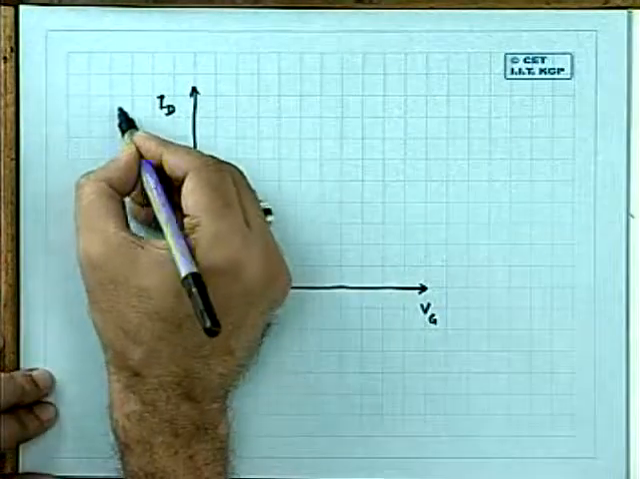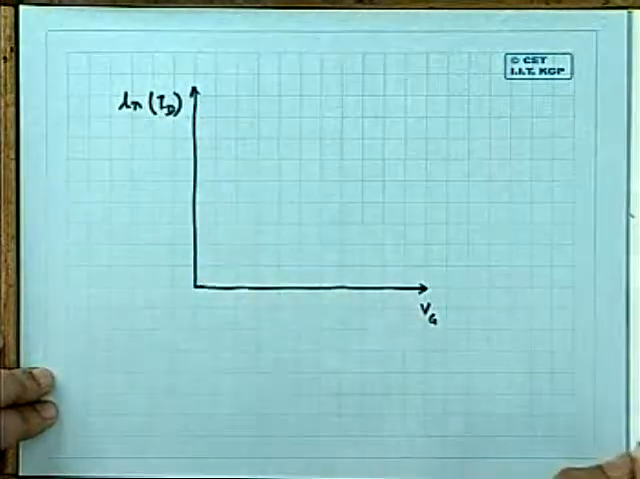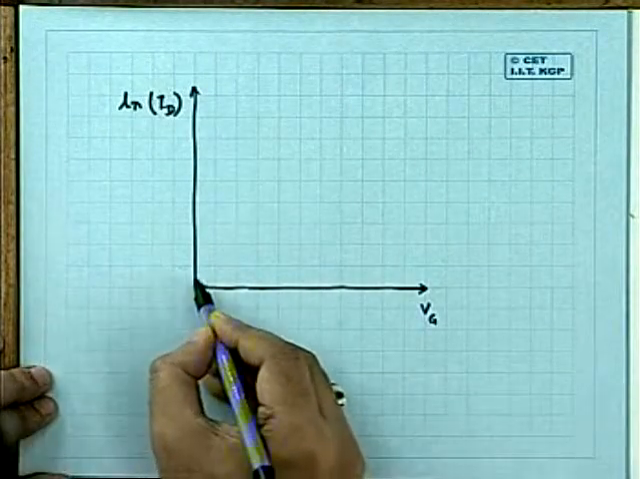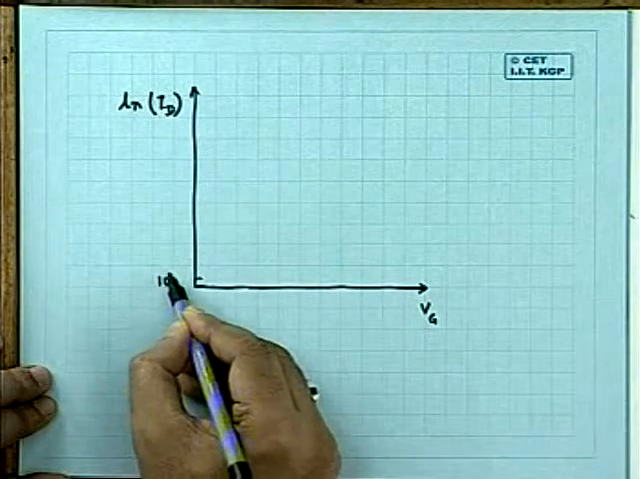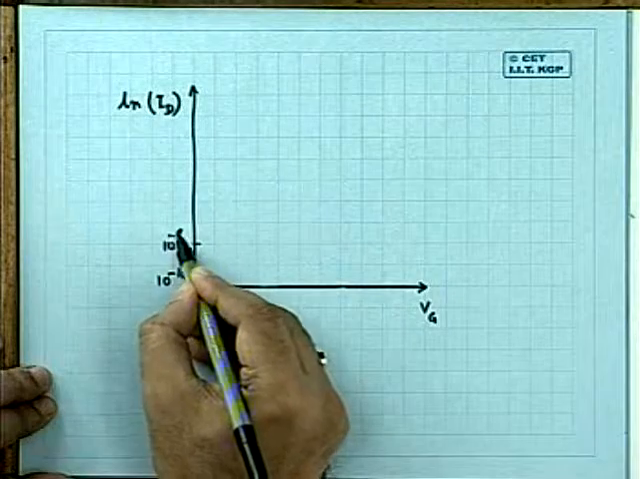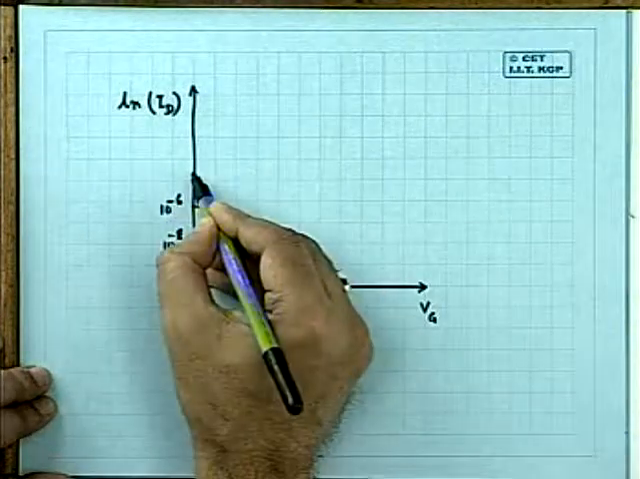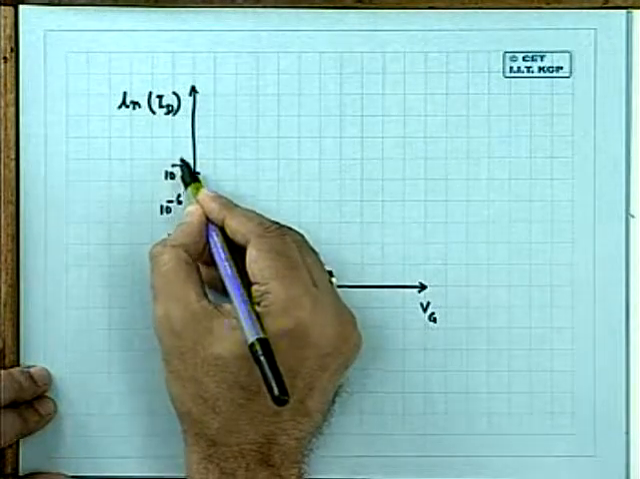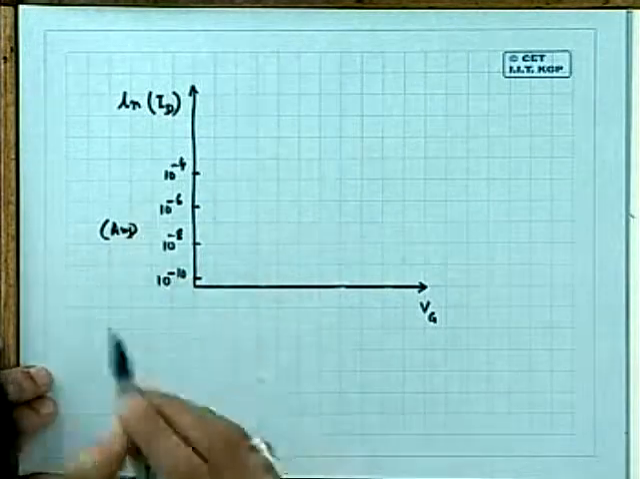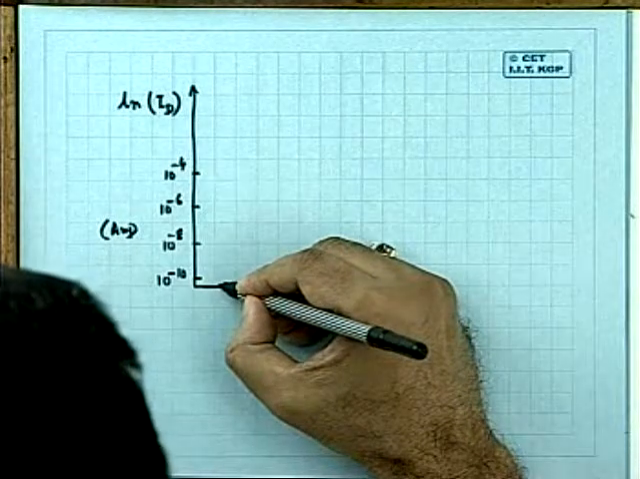Usually this is a log of ID, logarithmic curve. Starts from say picoampere, maybe a curve like this, 10 to the power minus 10, 10 to the power minus 8, minus 6 ampere. The curve looks something like this.